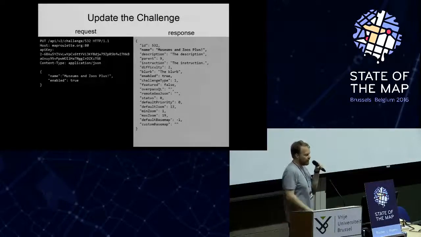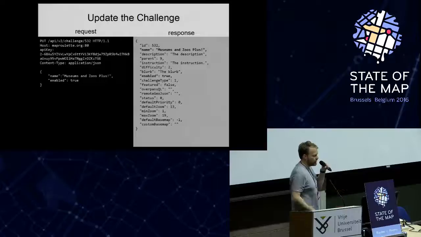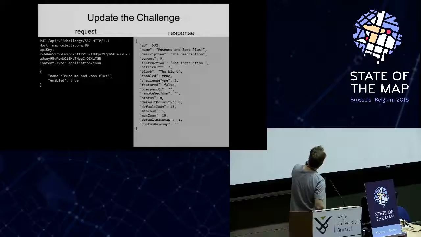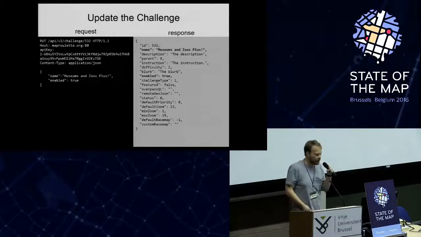So if you want to update it, it's the same endpoint with the challenge ID attached to it, and that would make it a PUT request, not a POST request. Everything else stays the same. You only have to mention what you want to change. In this particular case, I changed the name, and I set it to enabled, and the response will reflect that the changes were made. In this case, the name has in fact been changed, and the challenge has been set to enabled.